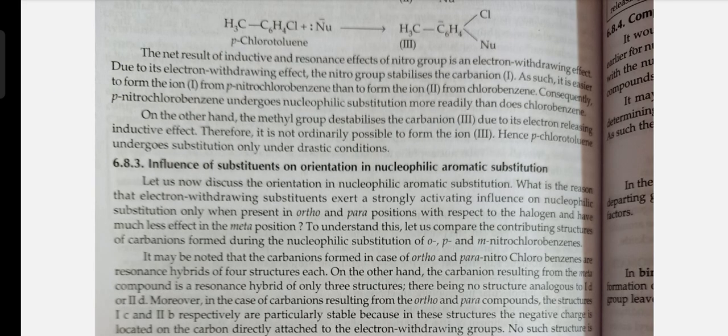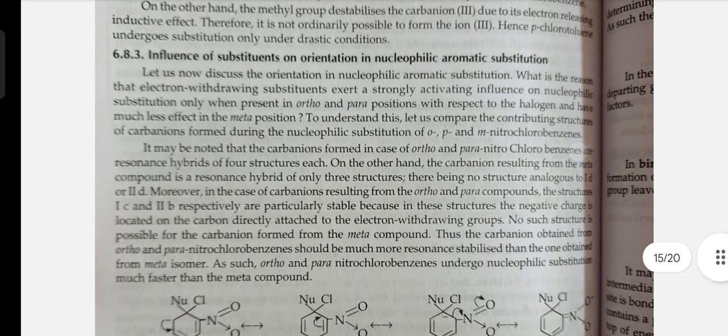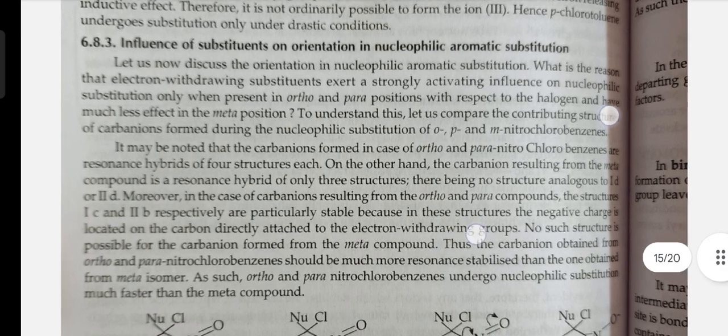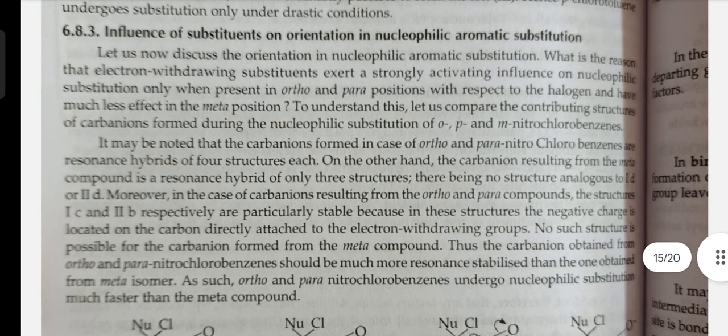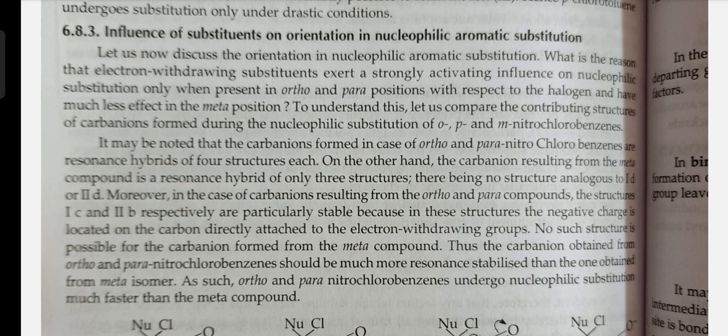On the other hand, the methyl group influences substituents on orientation in nucleophilic aromatic substitution. Let us now discuss the orientation in nucleophilic aromatic substitution. What is the reason that electron withdrawing substituents exert a strongly activating influence on the nucleophilic substitution only when present in ortho and para position with respect to the halogen and have much less effect in the meta position?